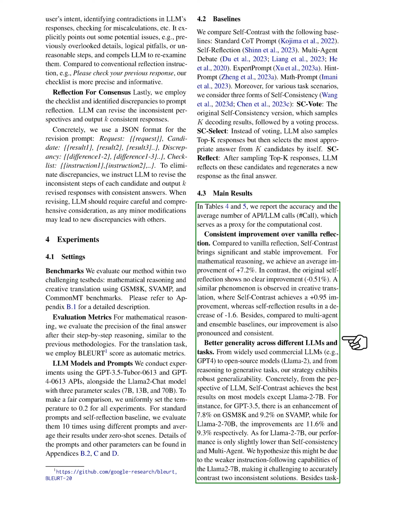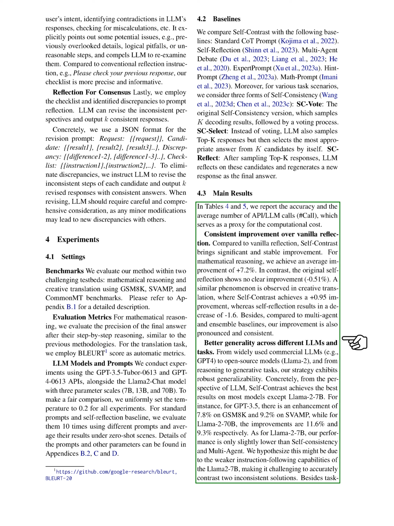For instance, in mathematical reasoning tasks, we see an average improvement of 7.2% with self-contrast, while the basic reflection method shows no clear improvement, even decreasing by 0.51%. We observe a similar trend in creative translation tasks, where self-contrast improves performance by 0.95%, while basic reflection decreases it by 1.6%. When compared to multi-agent and ensemble baselines, self-contrast also shows significant and consistent improvement.